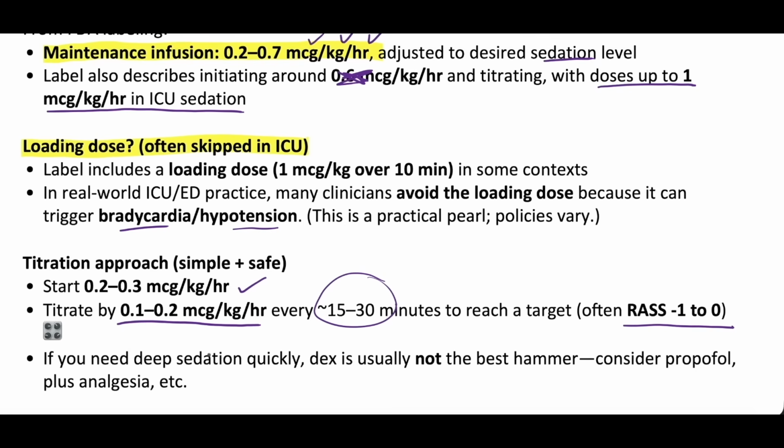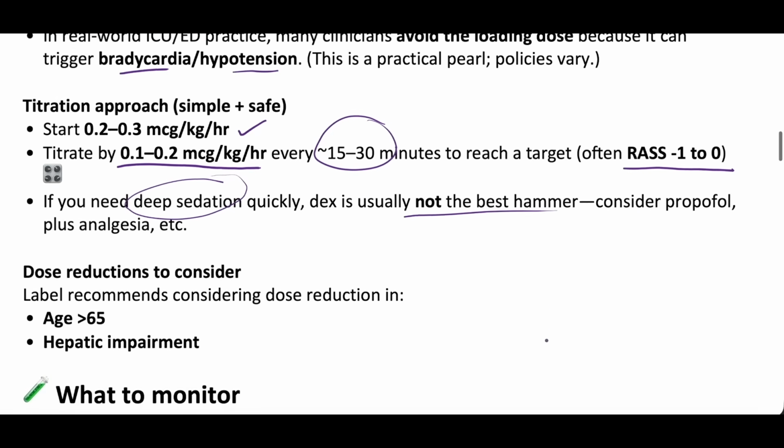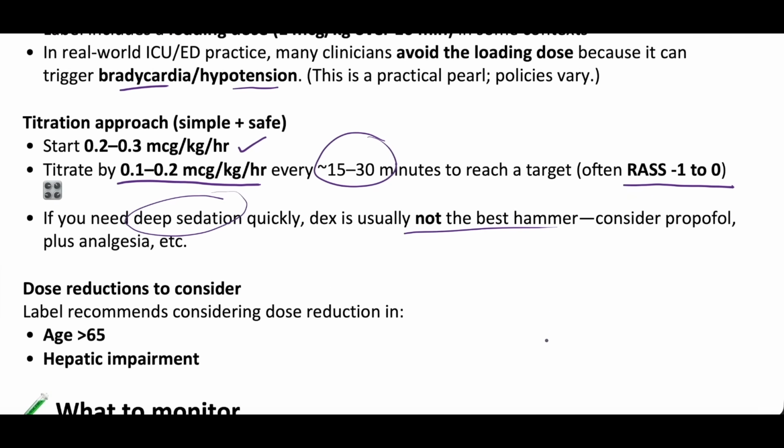Again, if you are trying to target deep sedation, dexmedetomidine is probably not your best hammer. Propofol would be a more achievable agent there. Dose reductions, just note that those elderly greater than 65 years old and those with liver impairment sometimes need a little bit of a dose reduction, but you're titrating it to effect anyways. So just, FYI of note.